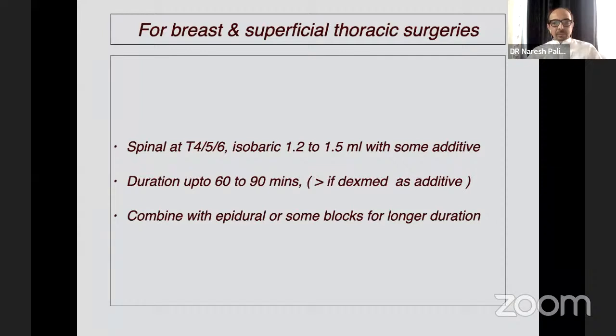For breast and superficial thoracic surgeries, spinal needs to be given at mid-thoracic levels. Preferred one is isobaric 1.2 to 1.5 ml maximum with some additives. It can provide a duration up to 60 to 90 minutes and a little more, around 2 hours, if dexamethasone is used as additive with this much dose. You can always combine this with epidurals or some interfascial plane blocks for longer duration surgeries.